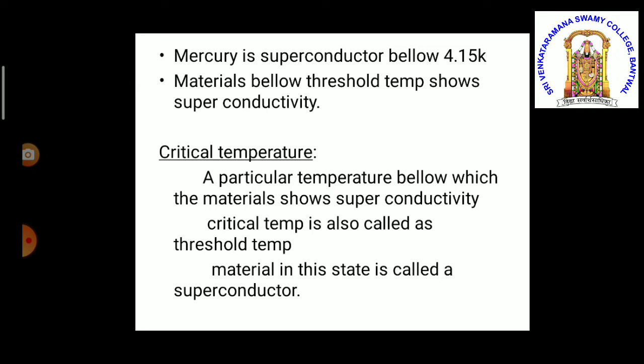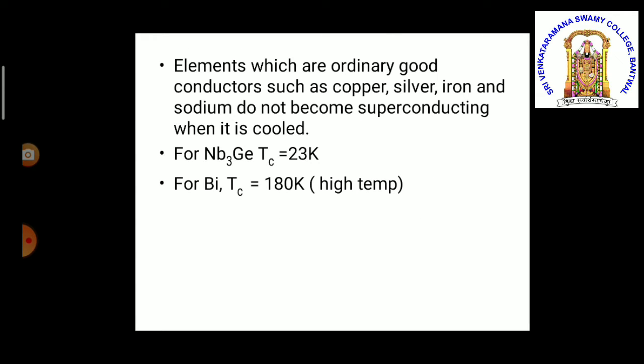So the critical temperature of the mercury sample is 4.15 Kelvin, or mercury is a superconductor below 4.15 Kelvin. Critical temperature is also called threshold temperature. Now what is the definition of critical temperature? A particular temperature below which the material shows superconductivity. And in this state, the materials are called superconductors.